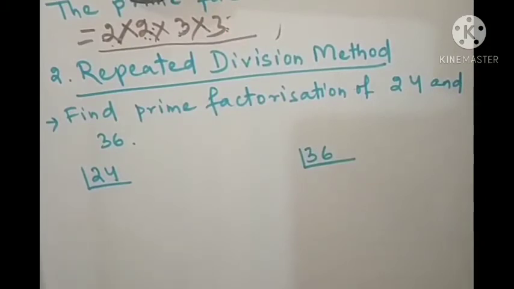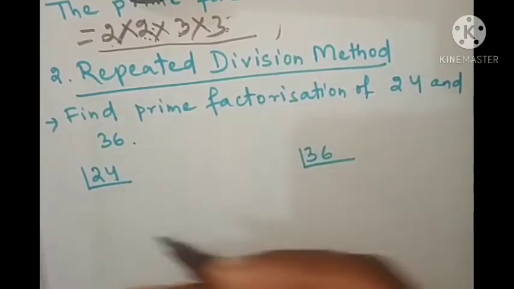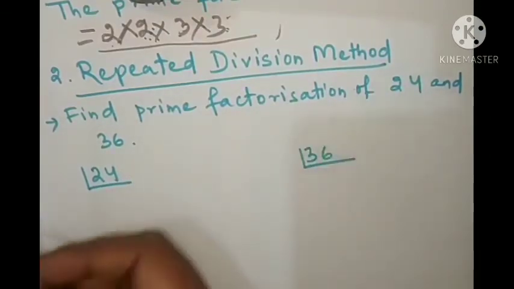Next is the repeated division method. We can find it by the repeated division method. Repeated means you will do the division again and again. So let's find. Here we are given: find the prime factorization of 24 and 36.